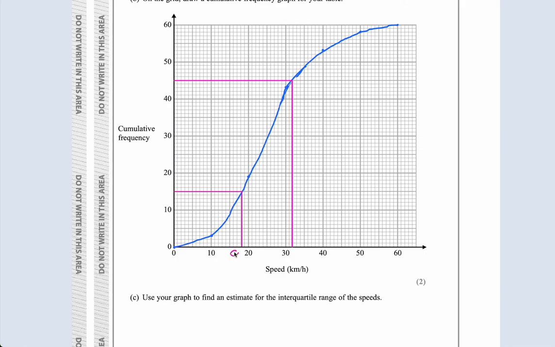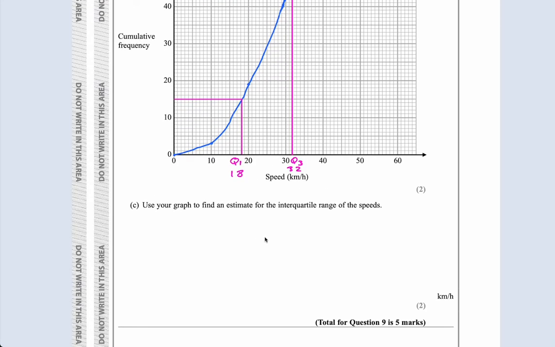So this is Q1 and this is Q3. Q1 is, let's go with 18, and Q3 is 32. So I'm going to do 32 minus 18. This counts as the working, guys, so show these straight lines on your graph. 32 minus 18 is 14. So the interquartile range is 14.